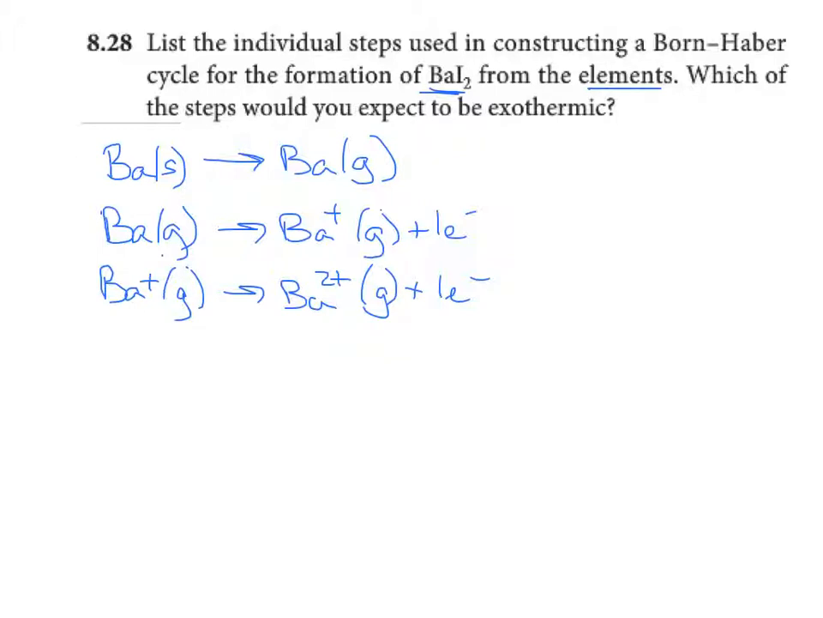Okay, so my barium is in good shape to be ready to go into the compound. Now we need to talk about what we're doing to iodine. How do you naturally find iodine? What's it going to look like?